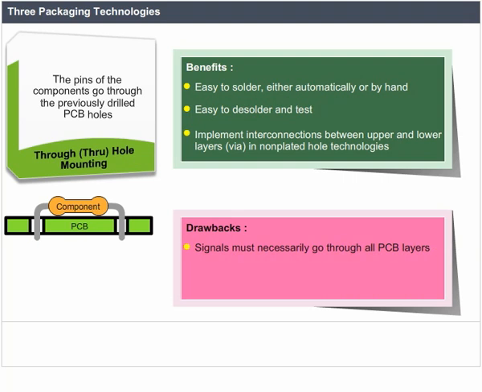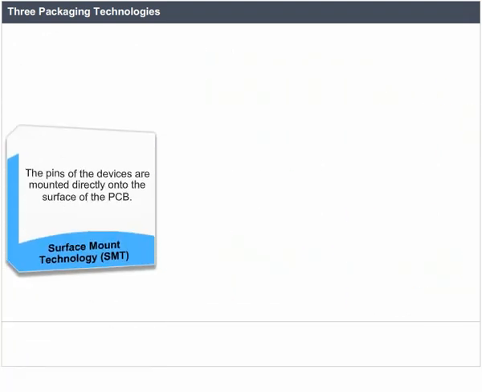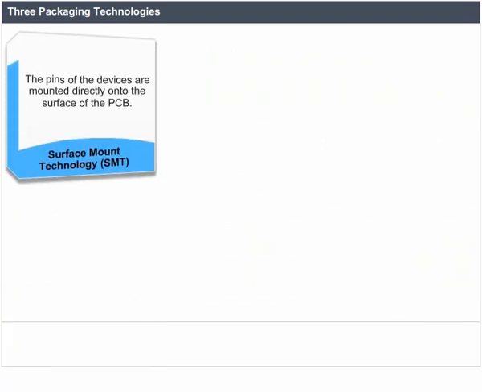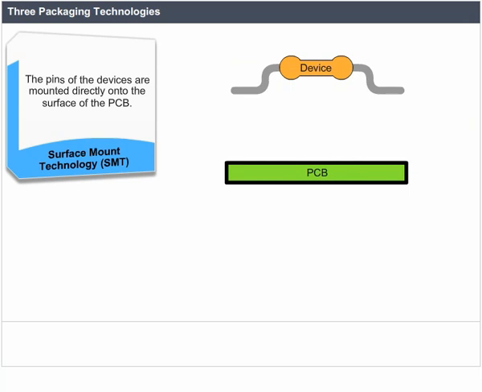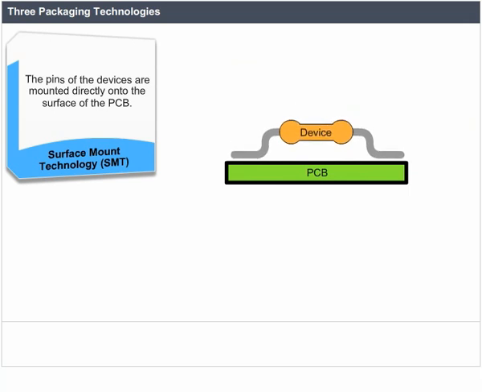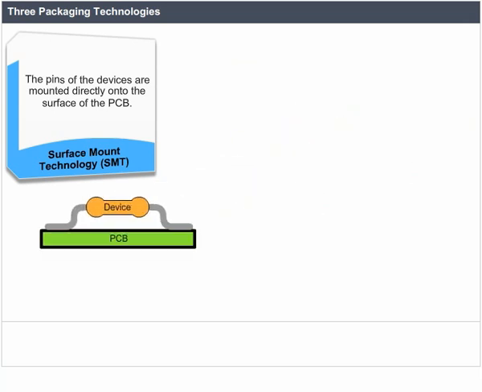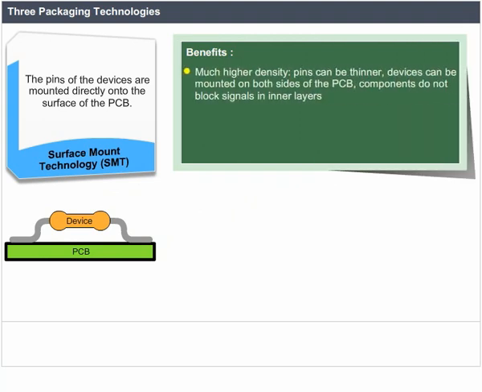Drawbacks. Signals must necessarily go through all PCB layers. Low density due to minimum pin diameter and only one-sided mounting. Surface mount technology, SMD. The pins of the devices are mounted directly onto the surface of the PCB. Benefits. Much higher density. Pins can be thinner. Devices can be mounted on both sides of the PCB.